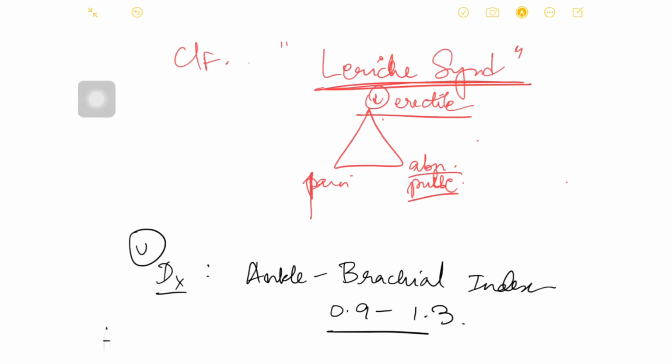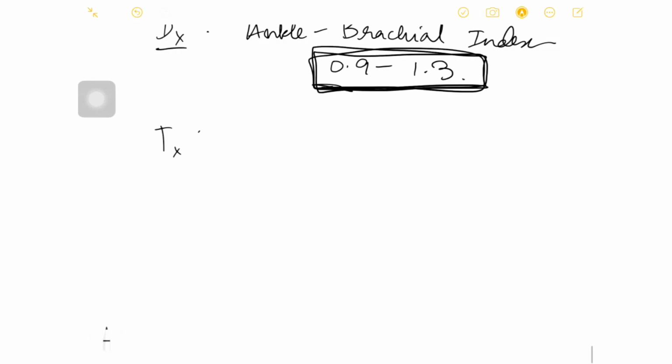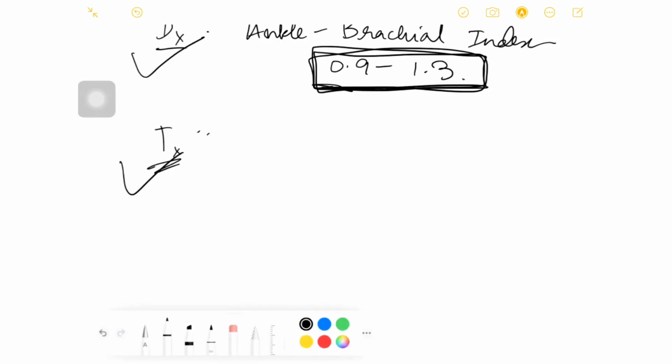Anyways, it should be between 0.9 to 1.3. Haven't seen questions, but still I would suggest that it's good to remember this value. One or two questions might be there. All right, then the management. Each and every thing is high yield. The diagnostic test, management. Exercise. Very good. Number one is graded exercise.